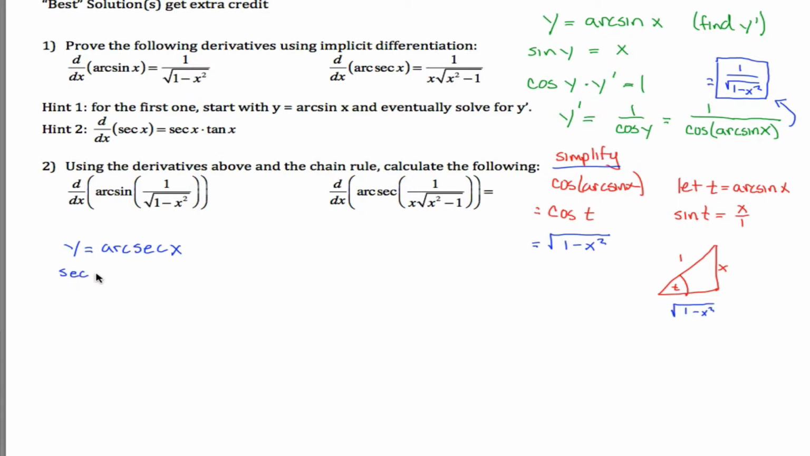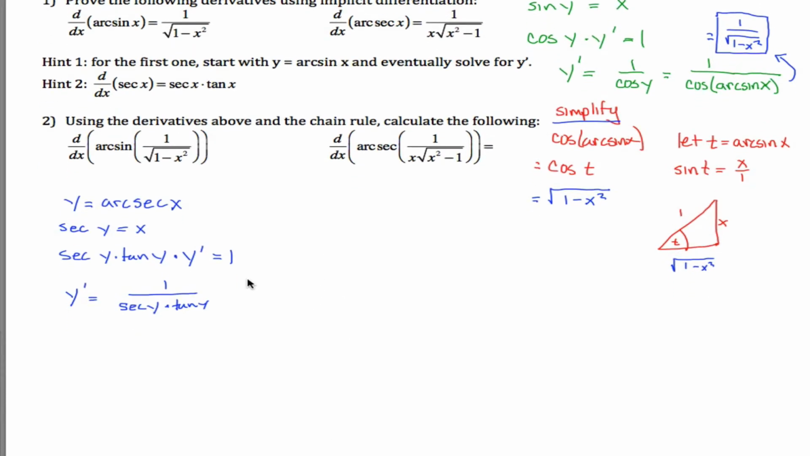I could take the secant of both sides of the equation. And now I can take the derivative of both sides. The derivative of secant of x is secant of x times tangent of x. So the derivative of secant of y would be secant of y times tangent of y times the derivative of y, because y is itself a function, y prime. And that's equal to 1 because the derivative of x is just 1. So I can solve for y prime as 1 divided by secant of y times tangent of y. Which is great, but I don't want to leave y's in my derivative.